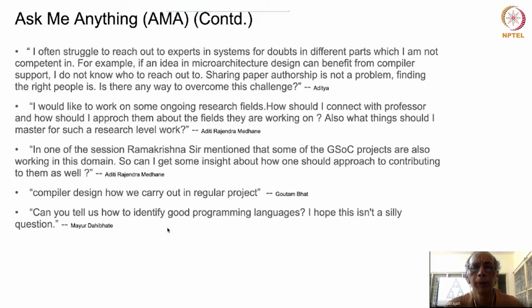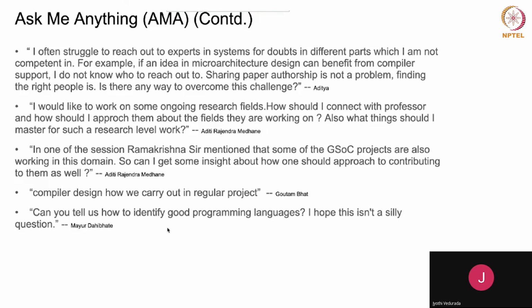So can you tell us how to identify good programming languages? Okay. I think it depends on the domain. Mayur, do you want to also elaborate on your question? So you're saying programming languages with respect to usage, or?